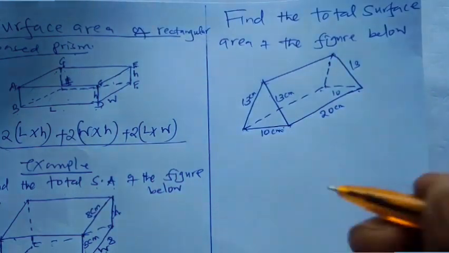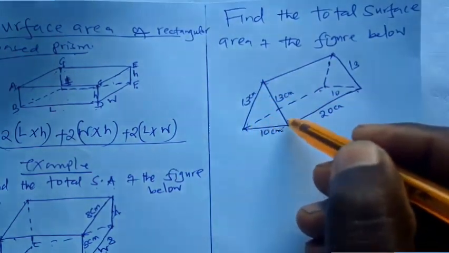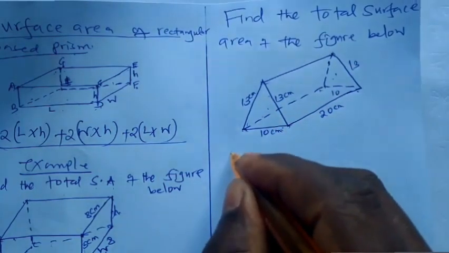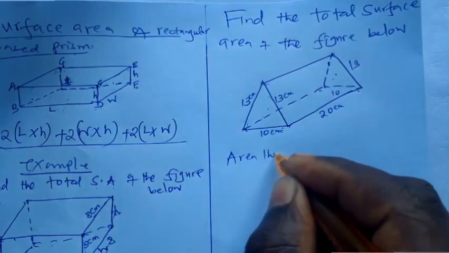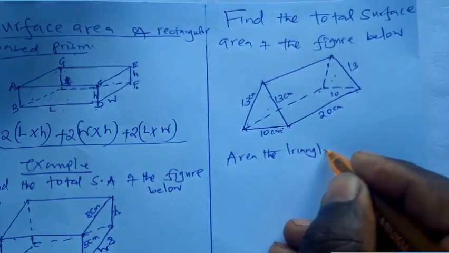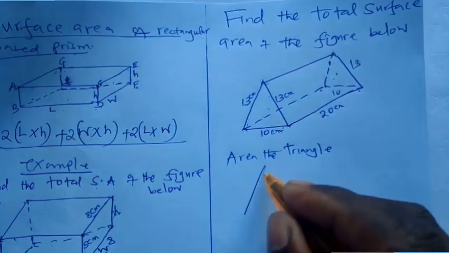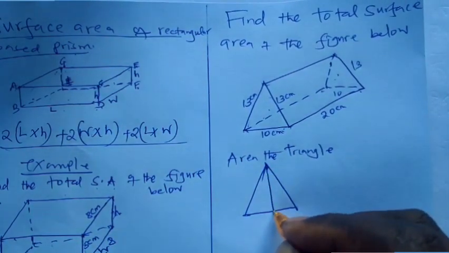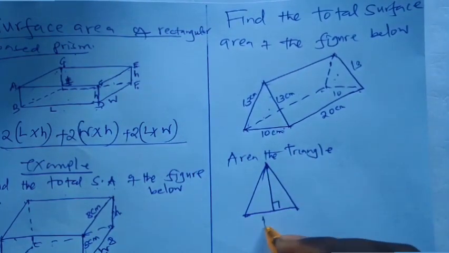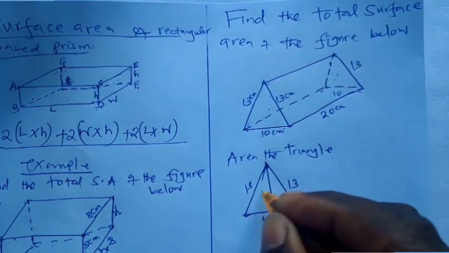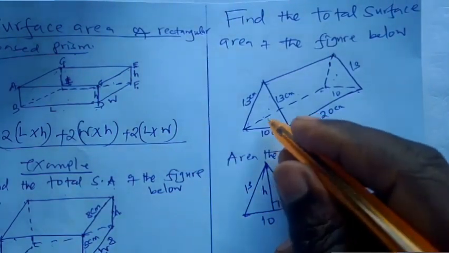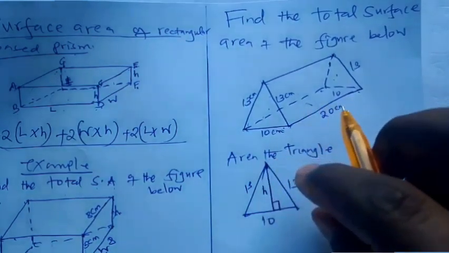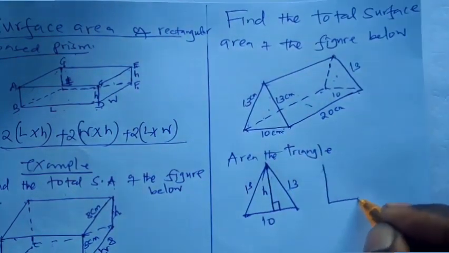So we can start by calculating the area of this triangle and then multiply times 2, because this and this are the same. So area of the triangle. This being an isosceles triangle, we cannot calculate it like that because we do not have the height. We need to get the height. You divide this isosceles triangle into 2 and it forms a right angle triangle. Extract one right angle triangle like this and use it to get the height.